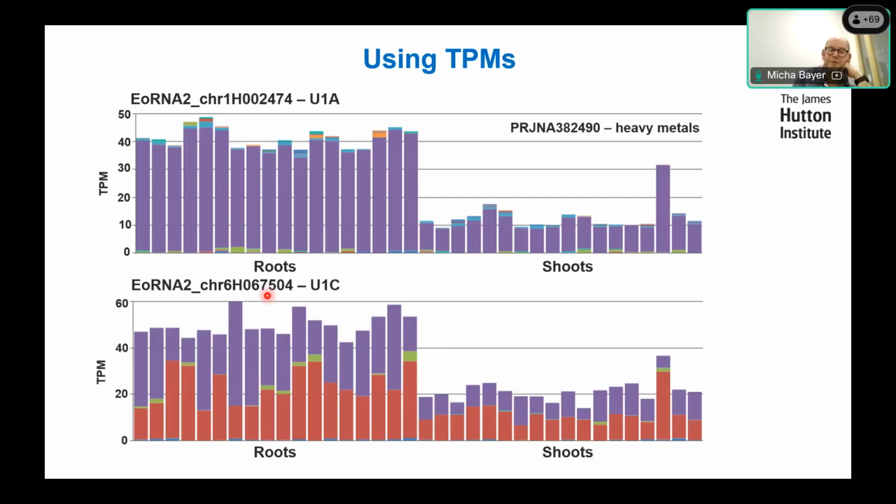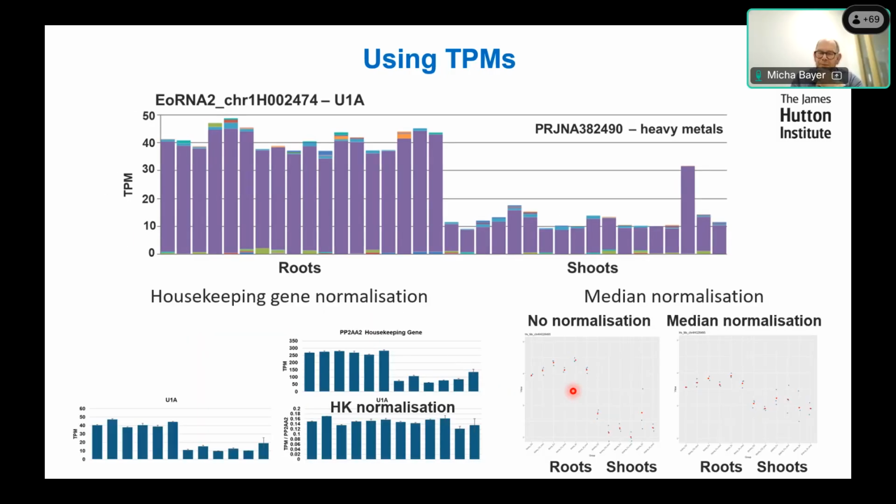So I've given you 2 examples here, U1A and U1C. Again, they're splicing factor genes. We'd expect those genes to be fairly constantly expressed across all living, growing tissue. And you can see that in the shoots, it's much lower in levels. So the effect of that is, one, there is a reduction in the amount of expression within the shoots, or it's due to there's less TPMs available for the quantification. So this is something just to be aware of.